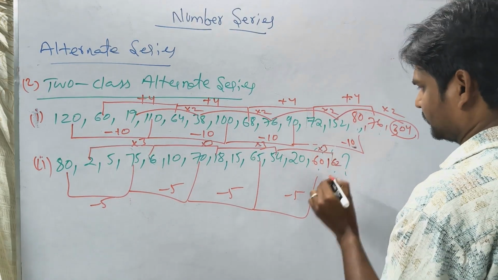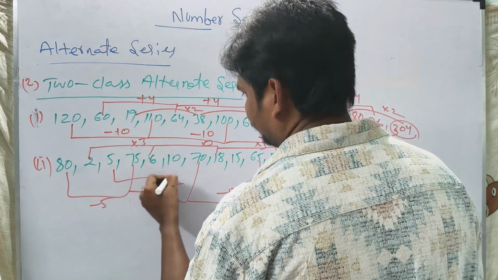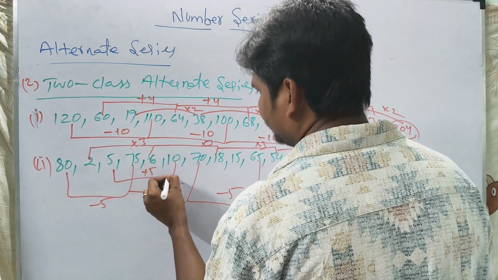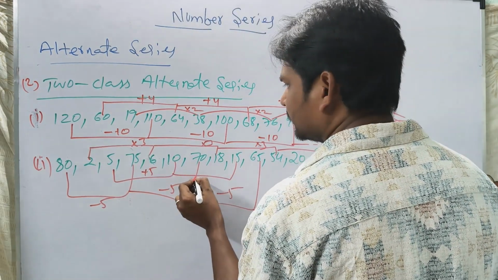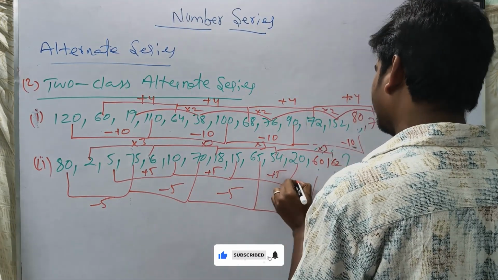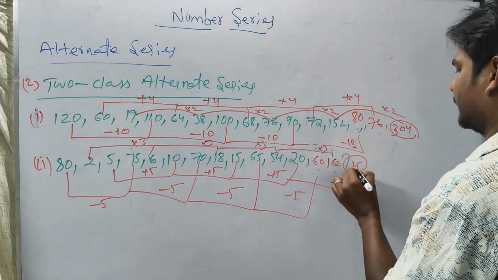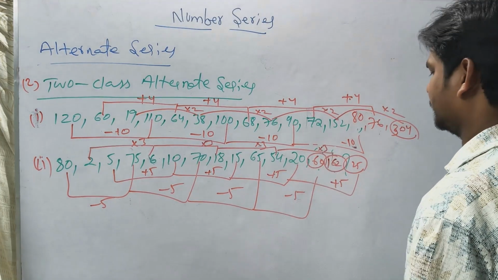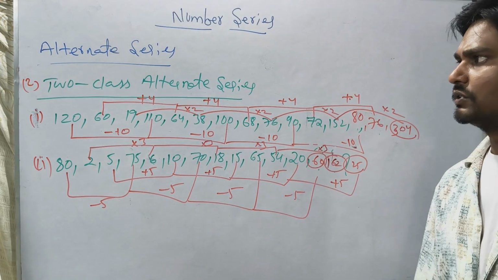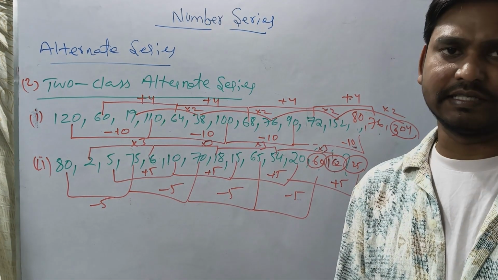162. Correct? 162. Next, 5 to 10. Here to here. Yes, +5 you can take. Now 15. Yes or no? Again +5 you can take. Now again +5 you can take. Otherwise multiples of 5 also you can take. Then your answer is 25. 162, 60. Clear? So like this you will get questions from the two class alternate series.